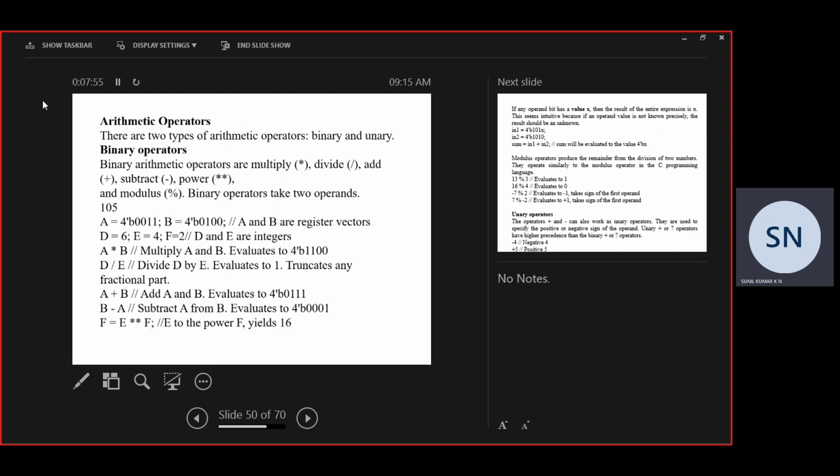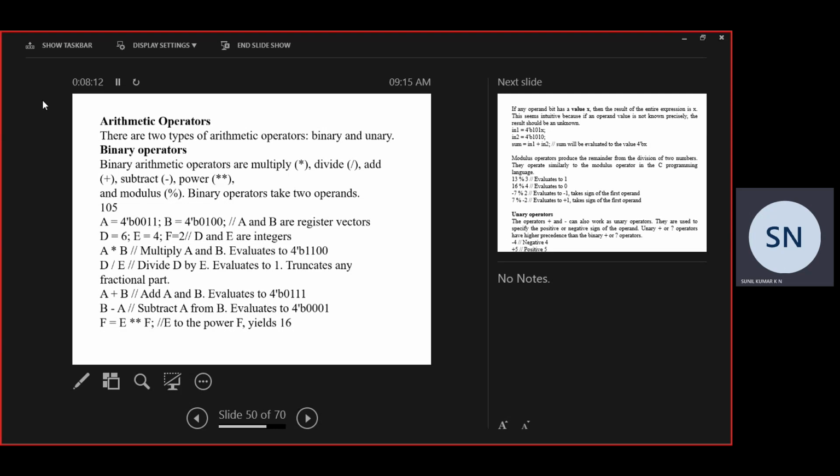Normally this will be asked for 10 marks in the exam. How many operators are there, and you have to explain them along with an example. What values to give A and B, and for arithmetic shift right and logical shift right, what is the output you have to see.